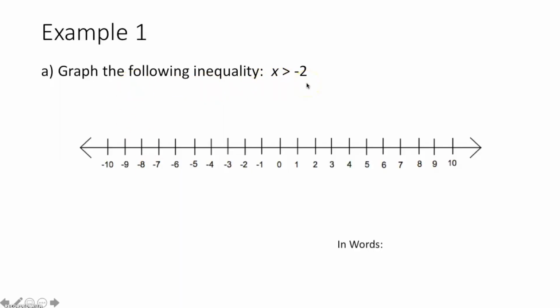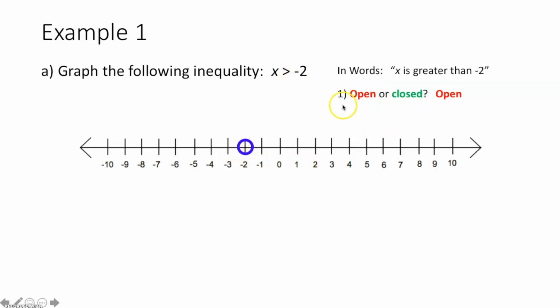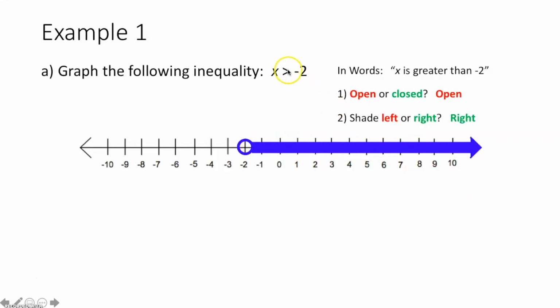Example time. Okay, example 1 says graph the following inequality. First, how do we read this? What is it in words? It's x is greater than negative 2. So now we get into graphing it. First, are we going to put an open or a closed circle at negative 2? Well, there's no equal sign underneath, so it's going to be an open circle. So we go to negative 2, we put an open circle. Next, are we going to shade to the left or the right? Well, remember, it's all the numbers greater than negative 2. X is greater than negative 2. So all the numbers greater than negative 2 would be negative 1, 0, 1, 2, 3, 4. So we're going to shade to the right. And if you didn't know that, remember the inequality sign, since our variable is on the left, points in the direction we should shade. Part B, we're going to graph the following inequality.